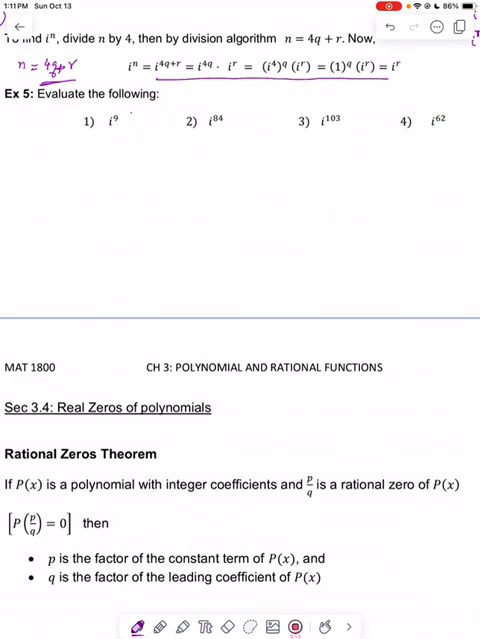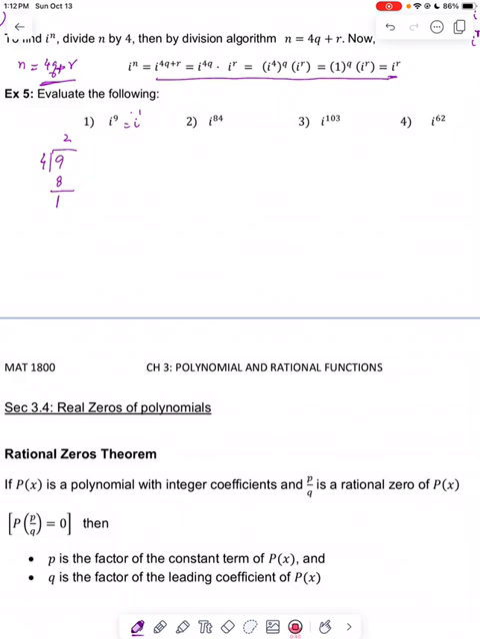For the first one, the power is 9, so divide 9 by 4. 4 twos are 8, and then we have 1 remainder. So i to the 9 is the same as i to the remainder. The remainder in this case is 1, and so we get just i.